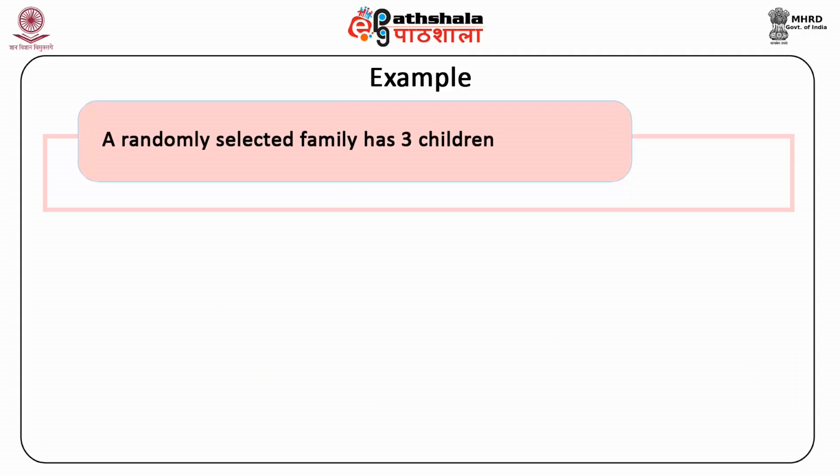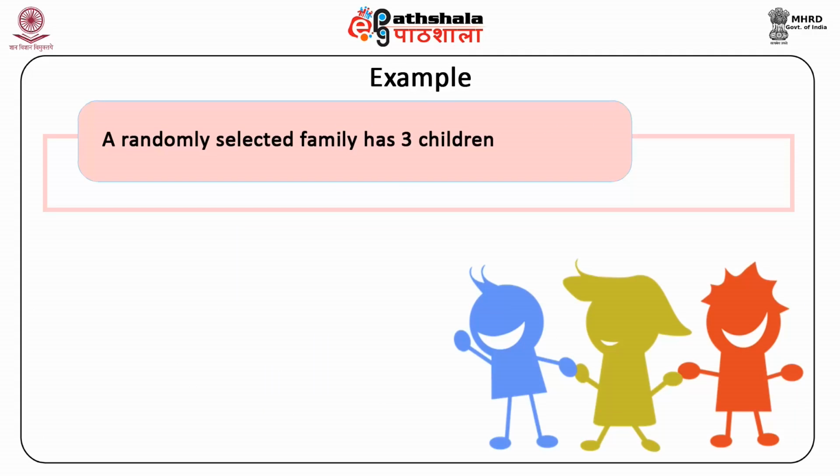A randomly selected family has 3 children. Find the probability distribution of the number of boys in a family.